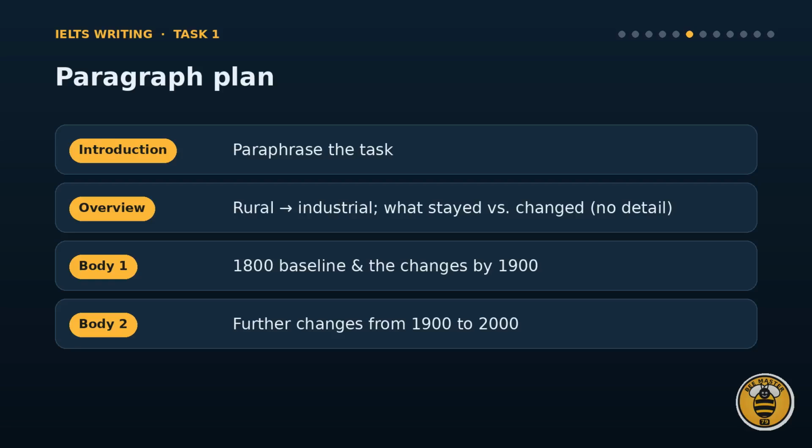Here is the plan. A short introduction that paraphrases the task, an overview naming the biggest change from rural to industrial, with no figures. Body paragraph 1 covers 1800 to 1900. Body paragraph 2 covers 1900 to 2000.